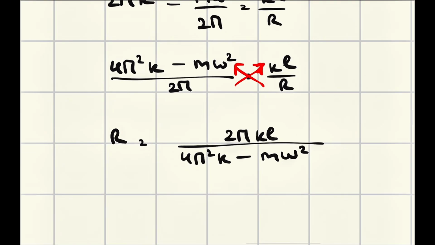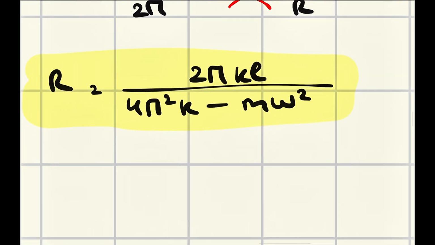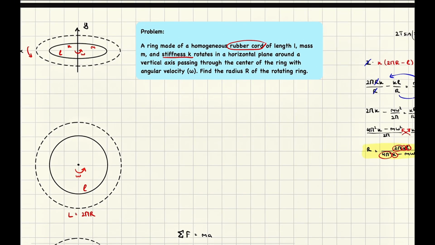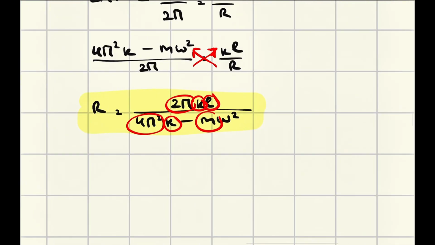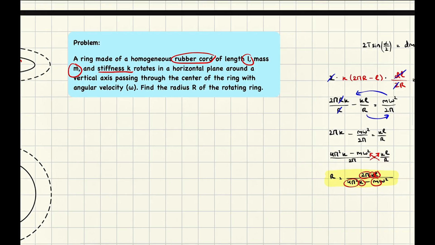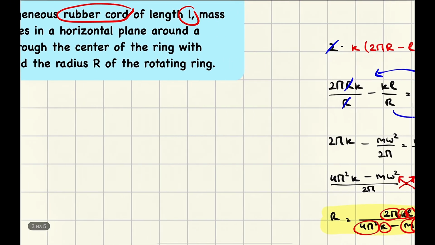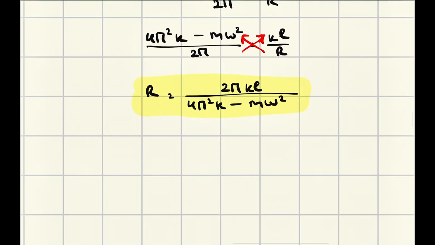So this would be my final answer for radius, because right now I have all the things that I am given. 2 pi is just a constant number, 4 pi squared is also a constant number, k is given, l, the small length at the very beginning, is also given, as you can see it here, and mass at the beginning is also given, it's here, and angular velocity is also given, which is here. Yeah, so okay, this would be our final answer. That's why we have finished.